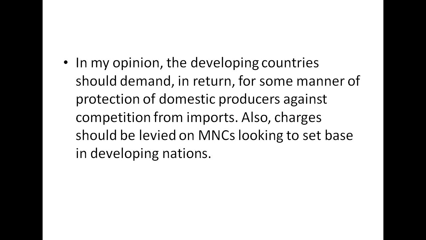Basically, what the developing countries can do is put up their own demands in return, and put some manner of protection for these domestic producers against the competition from the imports that they are getting. They can also charge a level, not one they think is quite cheap, but in our sense quite huge, what we actually deserve. Some standard charge can be put on these MNCs who are looking to set up their main base in these developing nations.